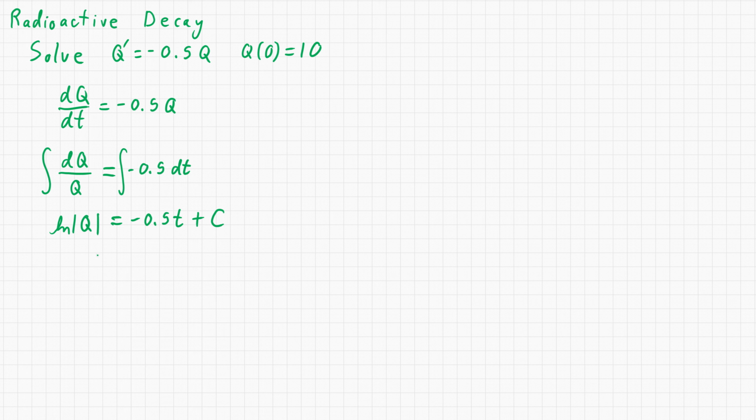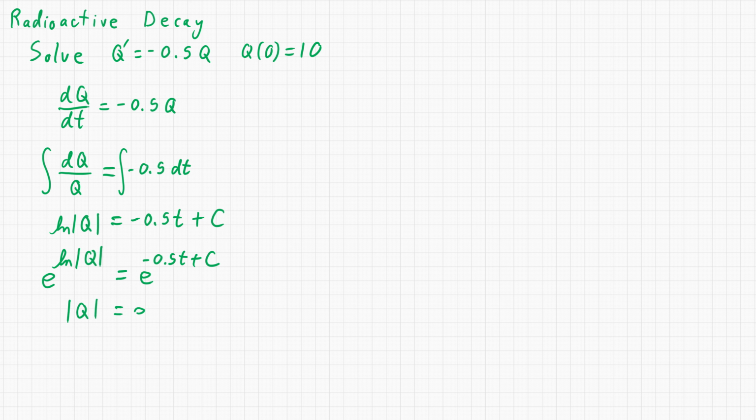Next step, I want to solve for q, so let's exponentiate both sides. So if I exponentiate the natural log, so e to the natural log absolute value of q equals e to the negative 0.5 t plus c. I want to rearrange these a little bit so the e and the natural log kind of cancel, so we get absolute value of q.